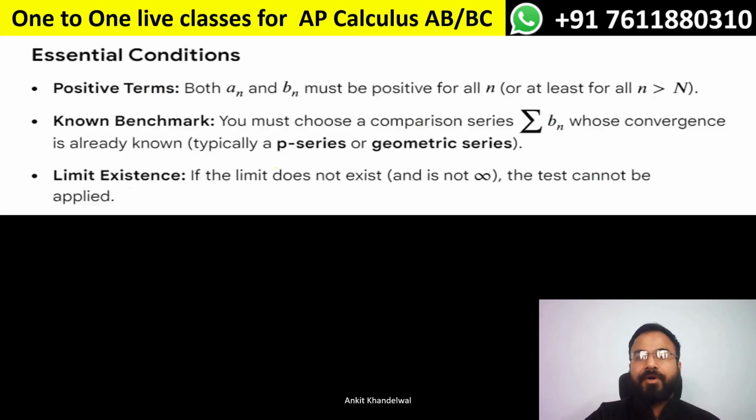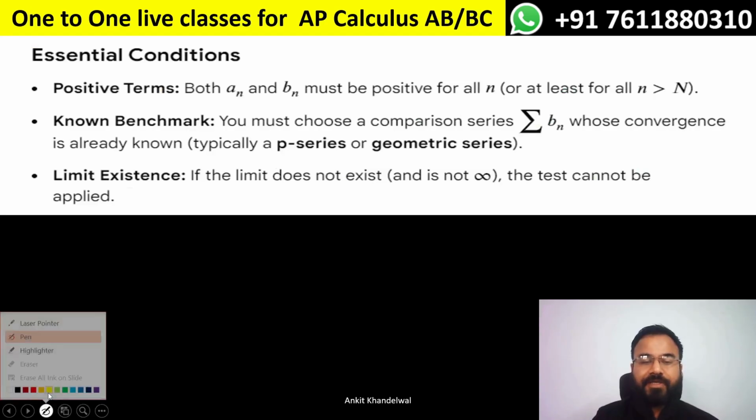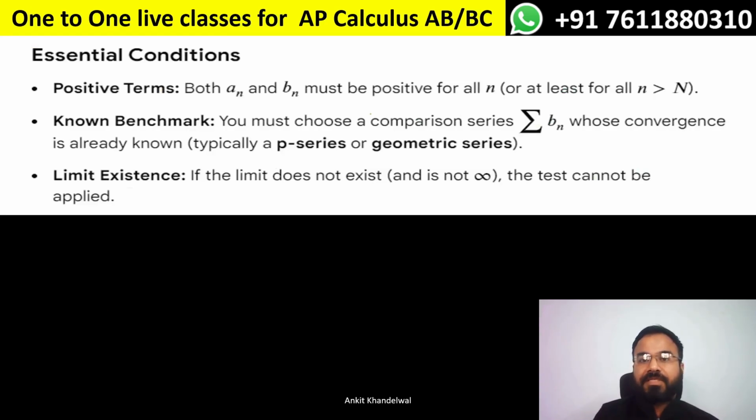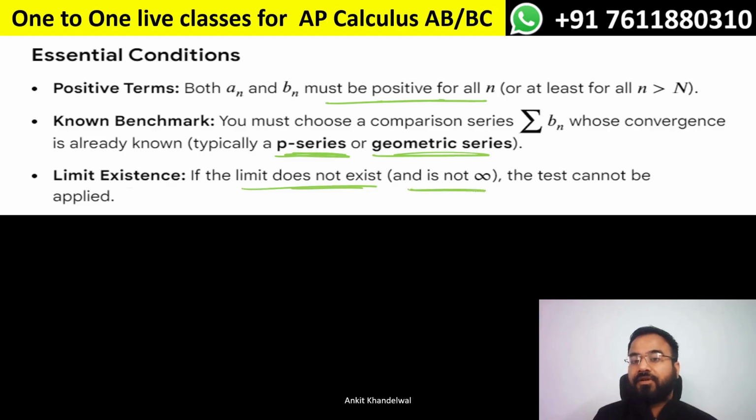Some important points over here. We have to make sure that an and bn must be positive, which means they should have positive terms. And whatever series bn you are assuming, we have to compare it with such a term so that we know its nature already. Generally we assume a p series or a geometric series, and if the limit does not exist and is not infinity, then the test cannot be applied.